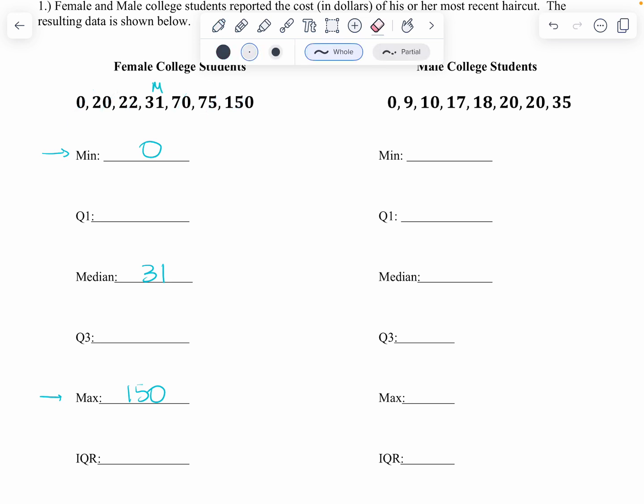And now I'm going to find the middle of the bottom half, not including that median. So 0 slashes out 22. So the middle of my bottom half of my data, known as Q1, is 20. And I'll do the same thing for Q3, which stands for the third quartile, meaning I find the middle of this group of numbers, which obviously is 75 by just looking.